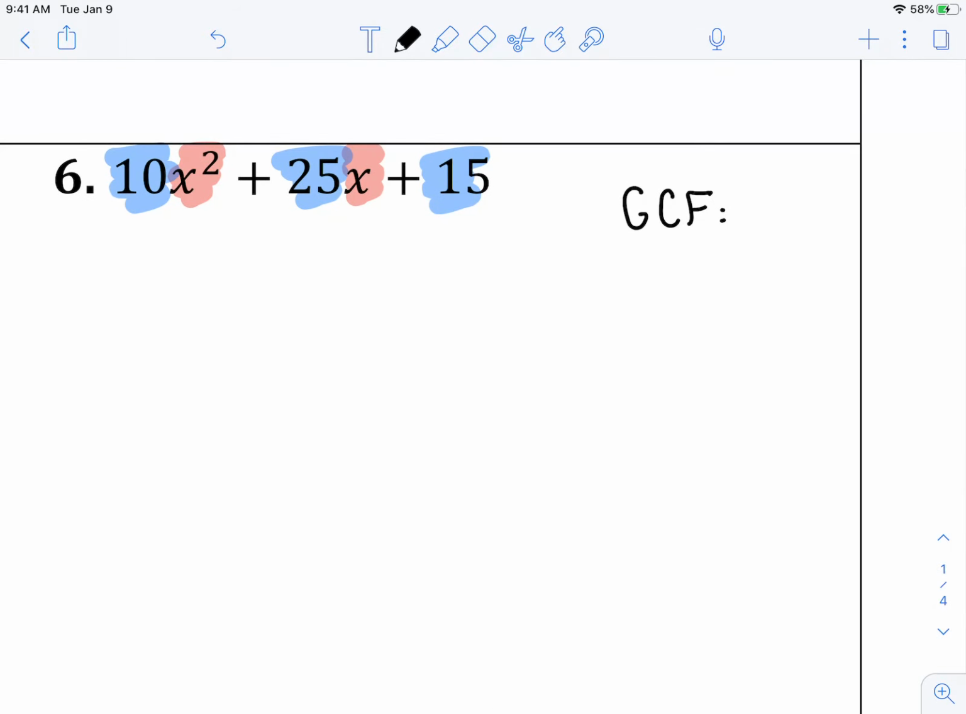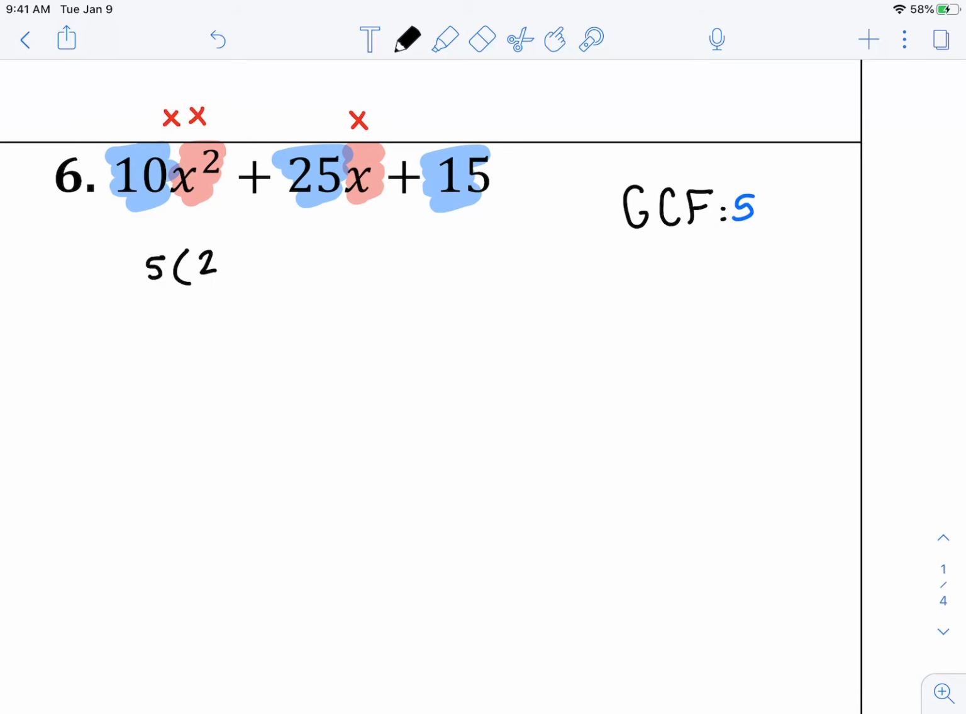Okay, and then the last one, so let's look at the coefficients first. 10, 25, and 15, they all share a 5. Then the number of x's, this one has 2, 1, and 0, so I cannot take an x out. So I am going to just pull that 5 out. 10 divided by 5 is 2. I didn't do anything with the x's, so 25 divided by 5 is 5, and then 15 divided by 5 is 3. All right, and we are done with GCF.